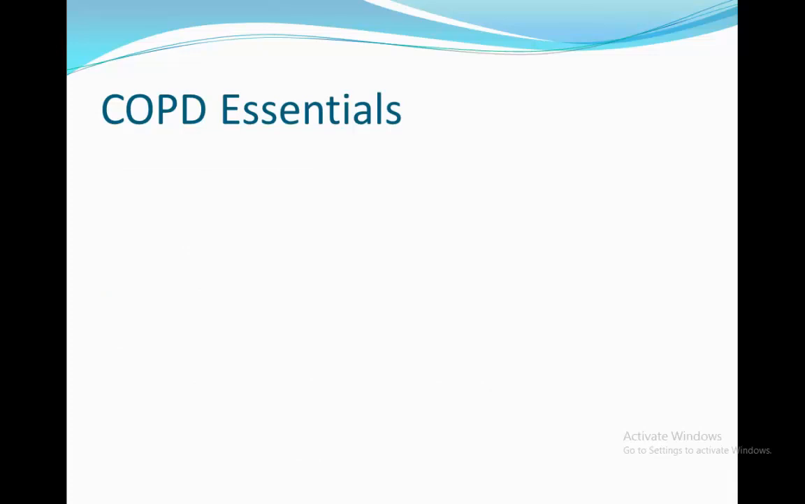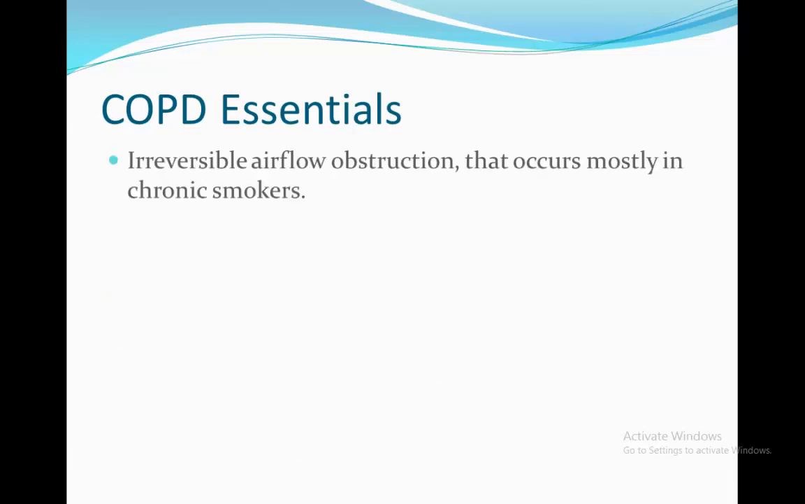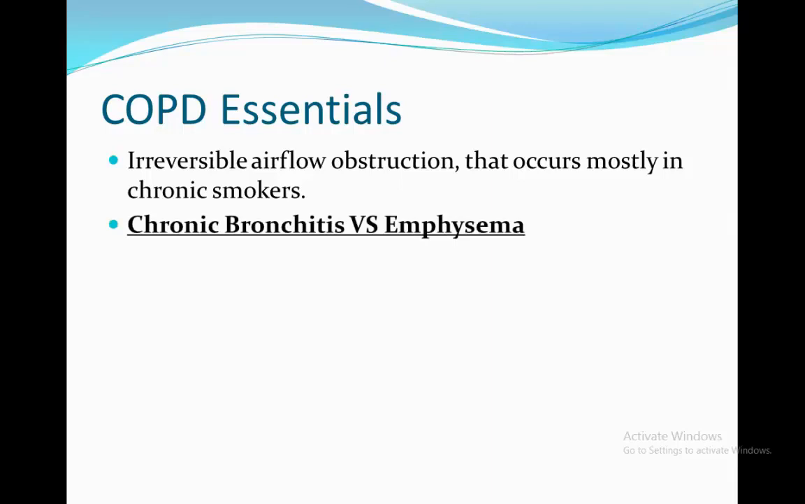COPD in itself, as we can tell from the name, is an obstructive disease in which there's permanent airflow obstruction, and this mostly occurs in chronic smokers. And what I mean by chronic smokers are those who've smoked for 10 to 15 years. COPD is an umbrella term as it is divided into two diseases, chronic bronchitis and emphysema. Patients usually have both, but they can present with either one.